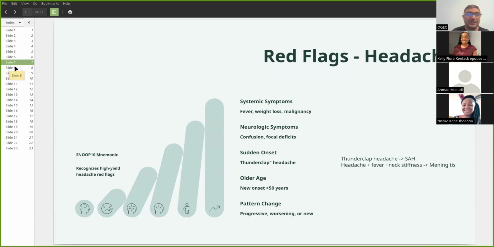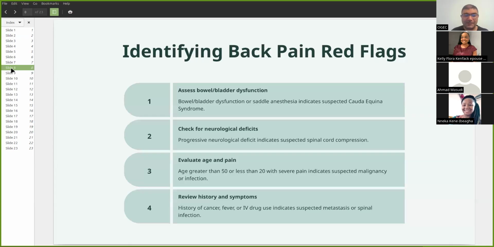So symptoms like headache and chest pain are the most common symptoms that are commonly tested in the MCCQE exam. For example, in back pain, how do we identify the red flags? We have to assess bowel and bladder dysfunction. The patient has back pain. We have to see if the patient has bowel bladder dysfunction.